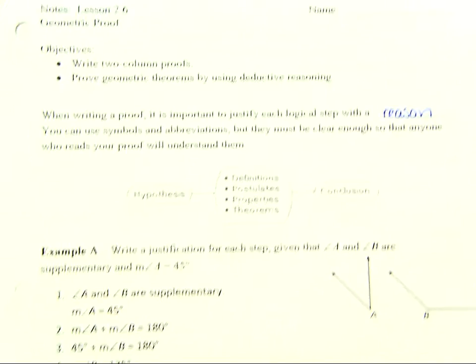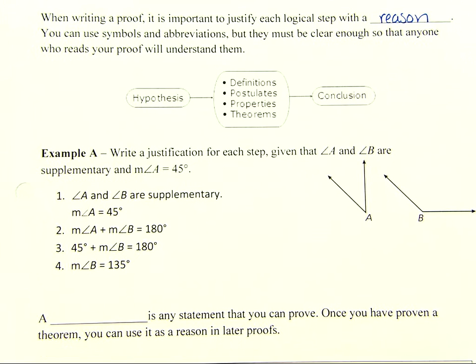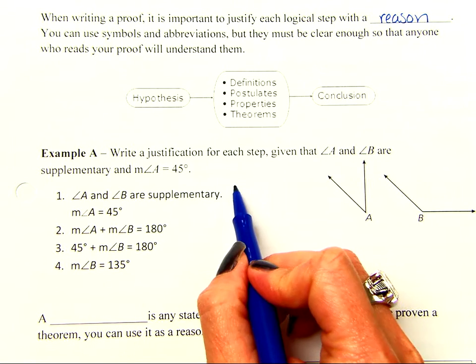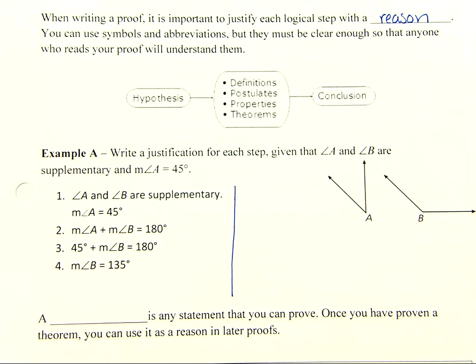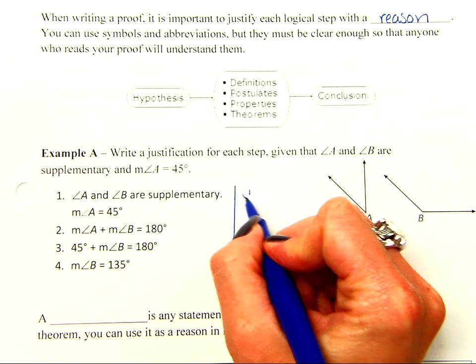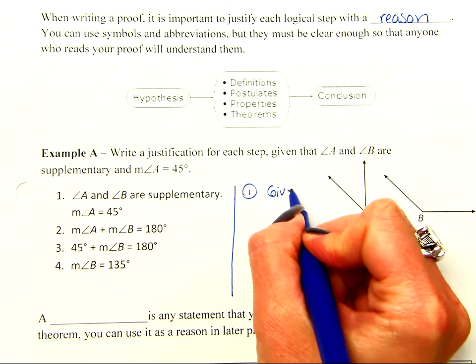In example A, we're just going to practice writing the justifications for each step that they have shown here. So if I were just writing my justifications, where angle A and angle B are supplementary, and the measure of angle A is 45 degrees, similar to our proof, that is just our given information.